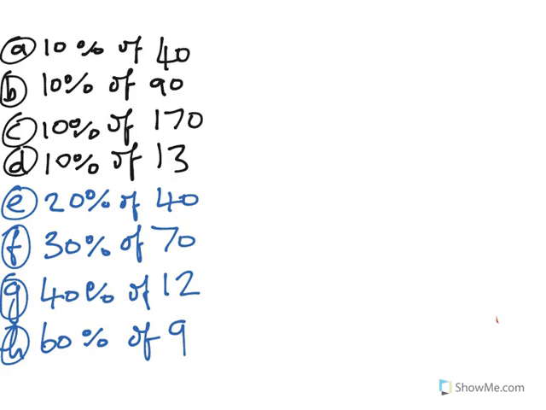So, for the first 4 questions, you just need to divide by 10 to find your answer. So, 10% of 40 is 4. Of 90, it's 9. Of 170, it is 17. Of 13, the trickier one, is 1.3.